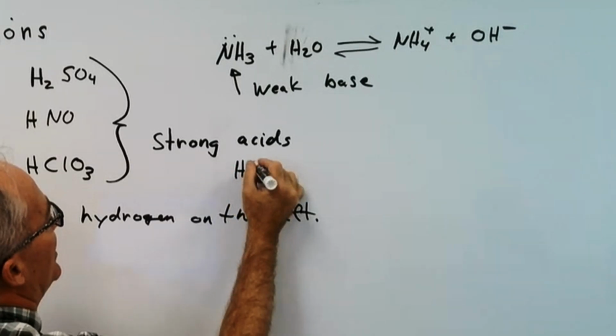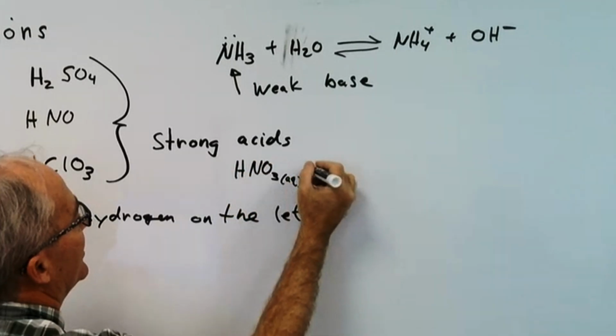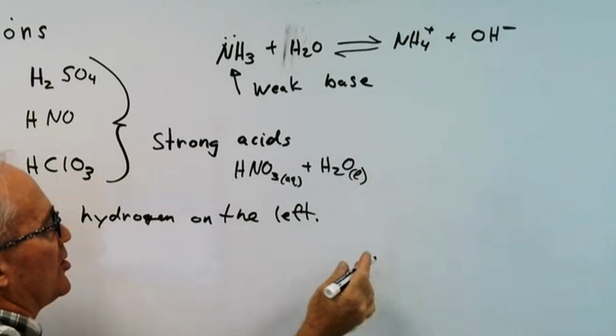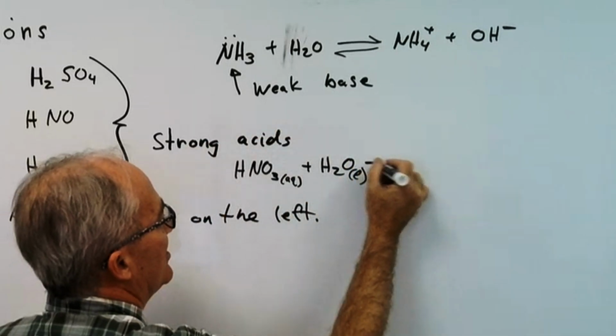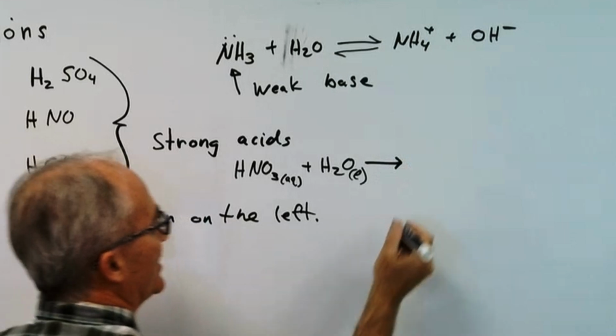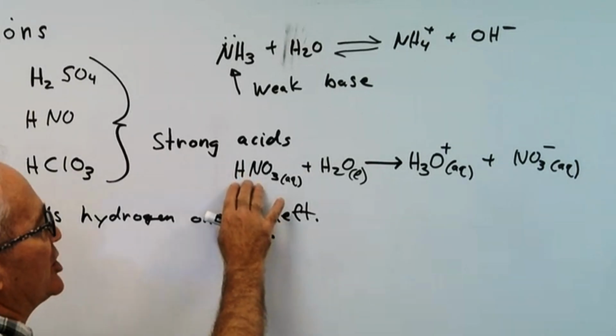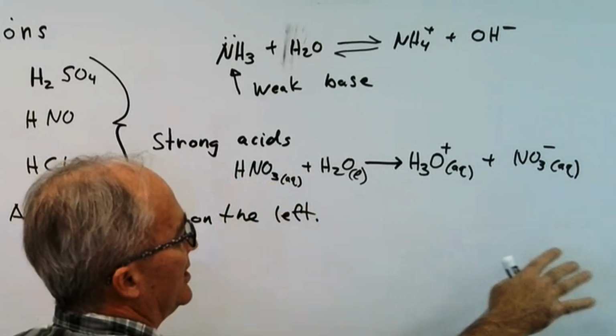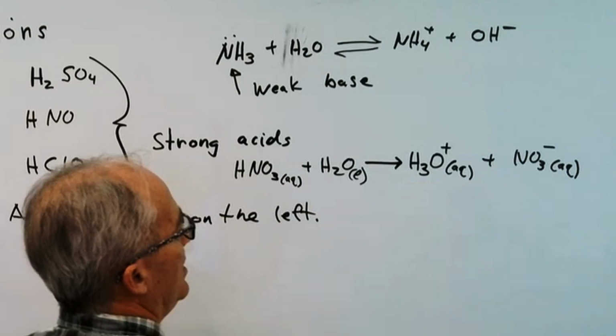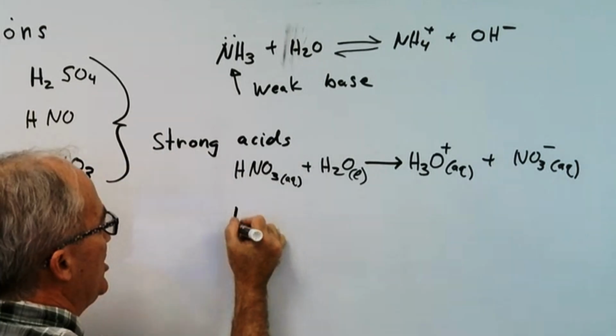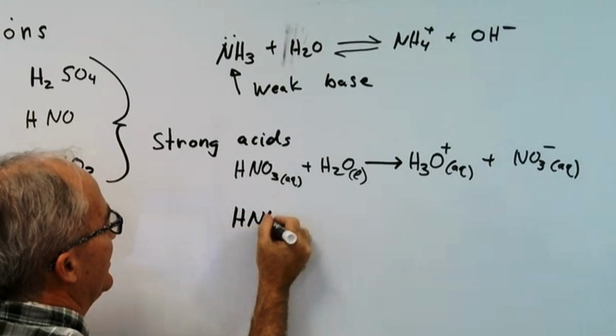So I'm going to just pull out nitric acid. Maybe I'll get into that aqueous stuff. So I don't write an equilibrium arrow. I write a normal arrow like that. Strong acids completely dissociate. So I have no HNO3 anymore. I have hydronium ion and nitrate. And of course you might be used to seeing it like this.